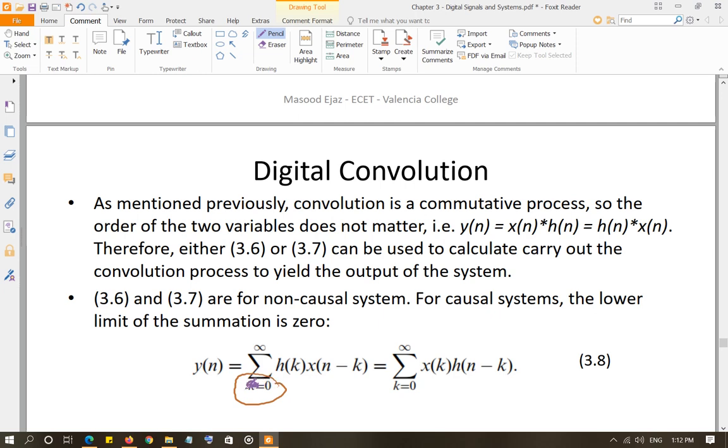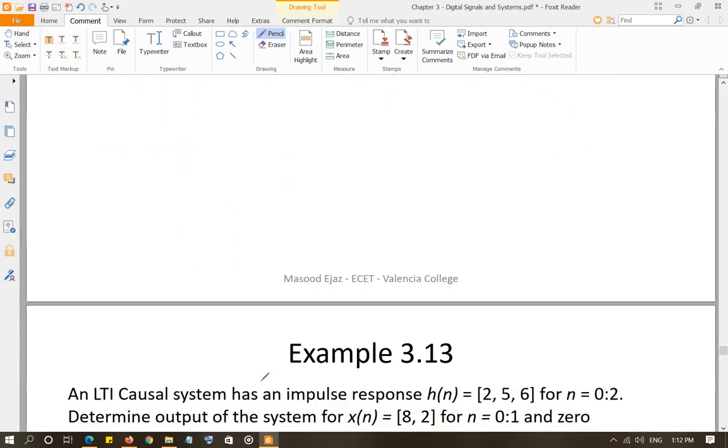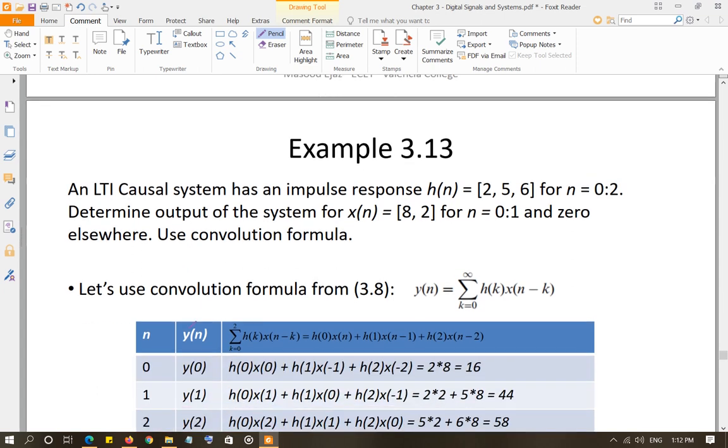Let's make it even simpler. There's one example over here where we're going to use the convolution formula to figure out the output between the impulse response 2 5 6 for the system and for any input 8 2. Now make sure, when I write this, I'm using MATLAB or Octave vector format. That means 0 1, and this means 0 1 and 2. So 0 to 2 and 0 to 1, all the values between those two points.